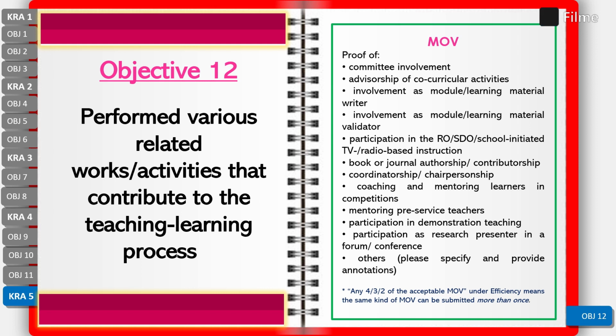For efficiency, we will get a rating of 5 if we submitted any four of the acceptable MOV. It means the same kind of MOV can be submitted more than once. Ang attachment ko sa objective na ito ay dalawang committee involvement at dalawang coordinatorship or chairpersonship.